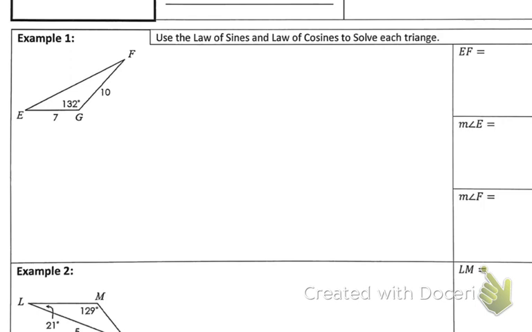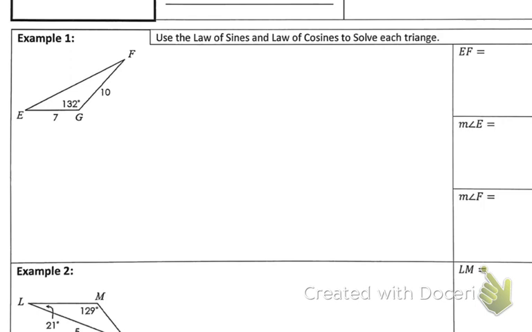Do I have an x or a y I'm solving for? No. It's just telling you you need to find all of the missing pieces. So that means I need to find a missing side. I need to find a missing angle. And that's really it. So our question is going to be, can I use the law of sines right now?